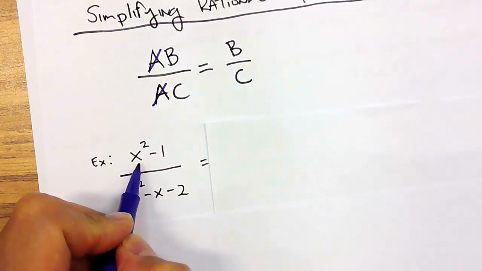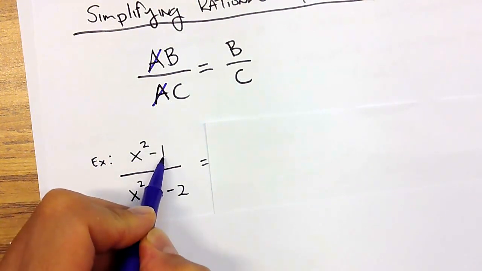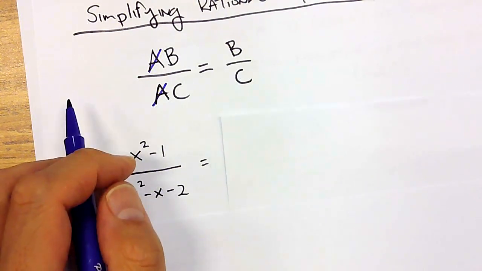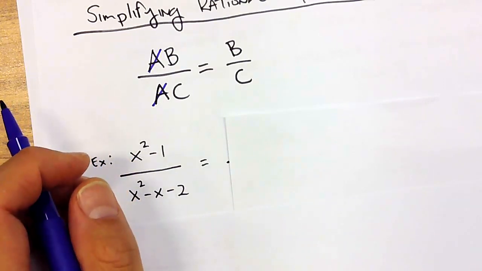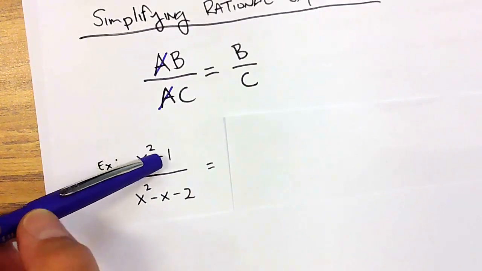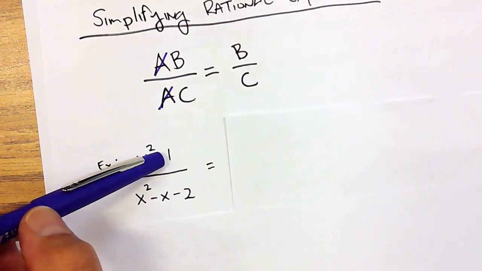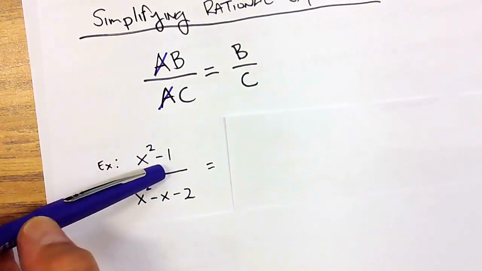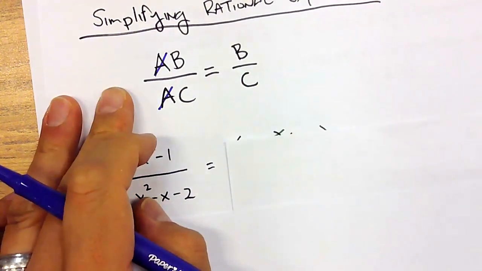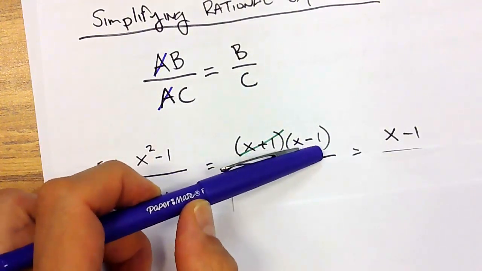But if we go ahead and factor things out, x squared minus 1, that's the same thing like what we did previously in terms of factoring. X squared is a perfect square, 1 is a perfect square, and we have a minus sign between them, so we have a difference of two squares. That always breaks out to be x plus 1 times x minus 1.